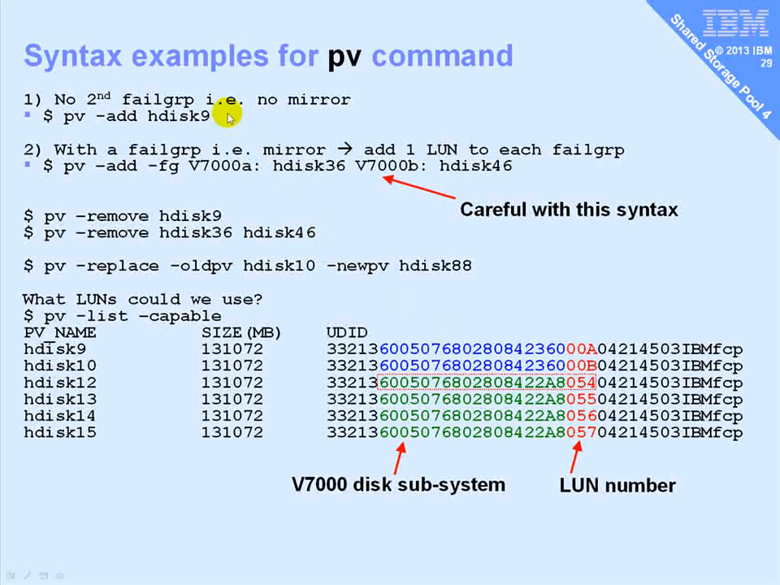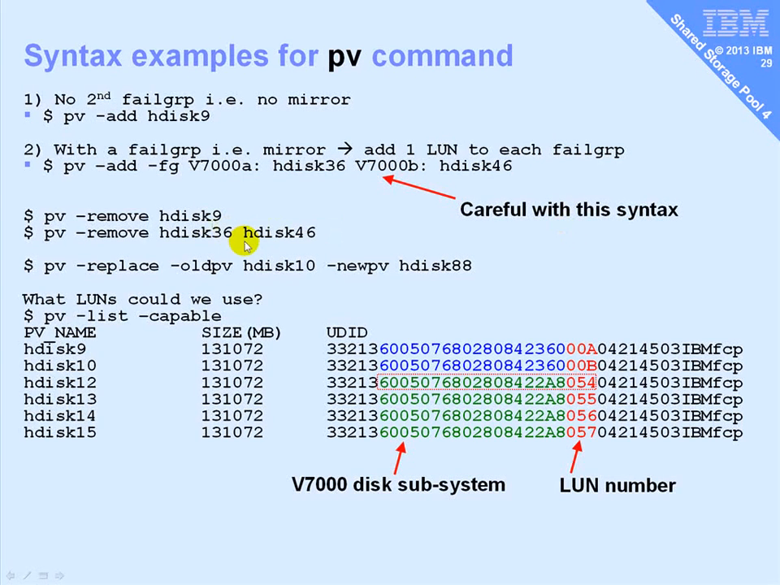Up at the top, if we don't have the second failure group, so there's no mirror, then we can just add more disks to the shared storage pool, there's just one set of LUNs. If, however, we do have a failure group, then we typically need to add a LUN to each of those failure groups. So this is the command to actually do this. Add -FG for the failure group, and again we're using that notation for the name of the group and a colon. Then we have a list of disks, and then the name of the second failure group and a list of disks or LUNs to be put into that failure group. So be careful with that syntax. Those colons are important, and I think it will just complain if you don't get them right.